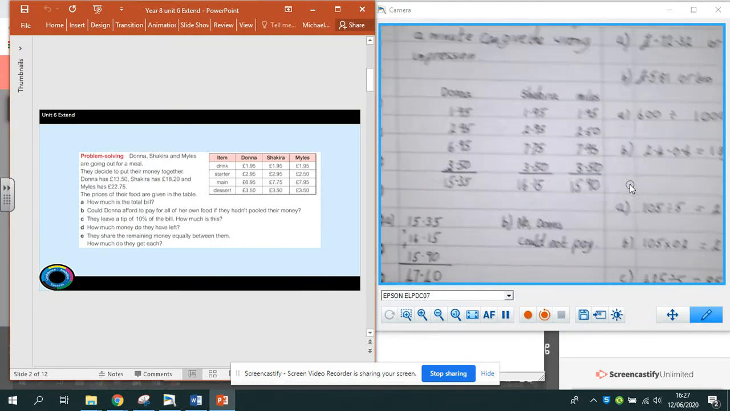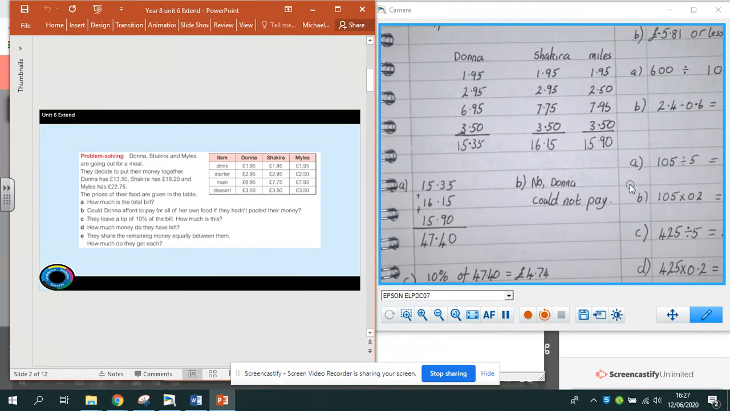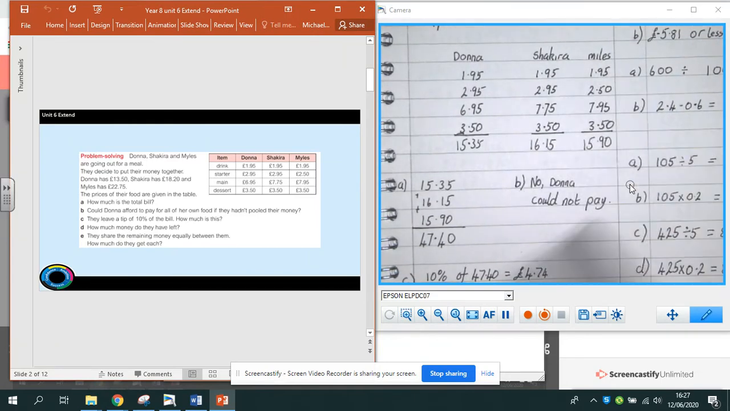So the first thing that I did to start off was I added together the 3 columns. Ultimately Donna spent £15.35, Shakira spent £16.15 and Miles spent £15.90. What's the total bill? Well, if we add all the numbers together we get £47.40.